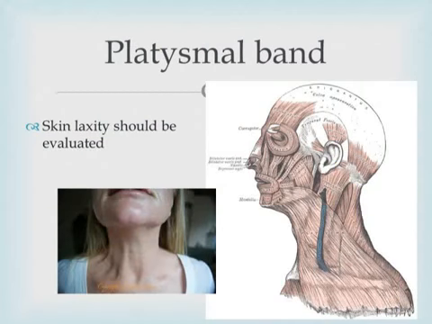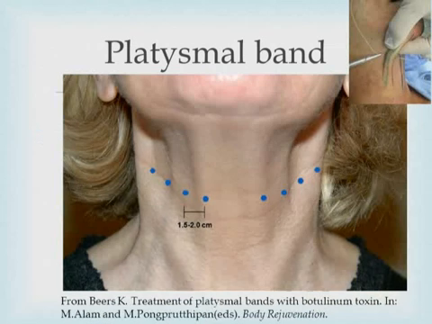Okay, next, there is an easy way to treat the neck. For the platysmal bands of the neck, we have 2 injection techniques. First one, you can inject into the horizontal line like this along the line, but use fewer units, 0.1 or 1 unit.